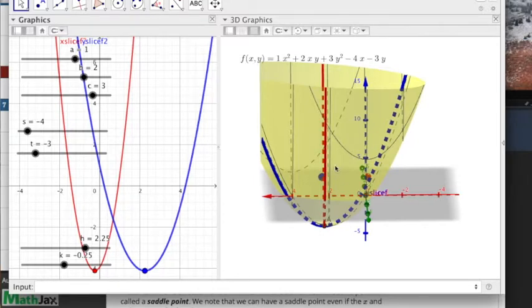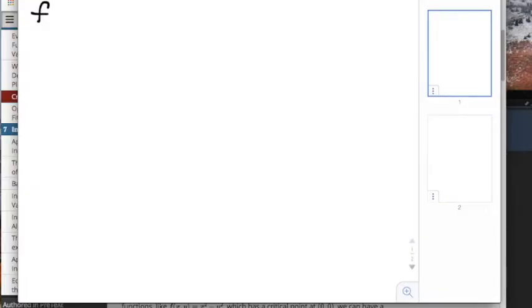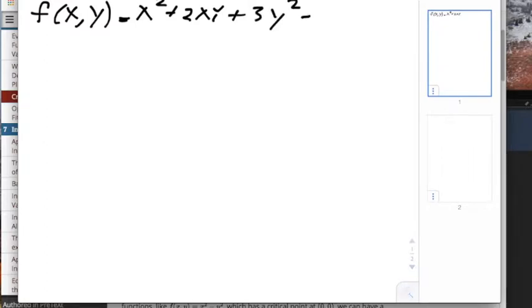Now, normally we don't have something so nice that lets us play with the graph, so we're going to want to go to other means. The first means we're going to use is algebraic. I'm going to look at this same function, f of x, y is equal to x squared plus 2xy plus 3y squared minus 4x minus 3y.